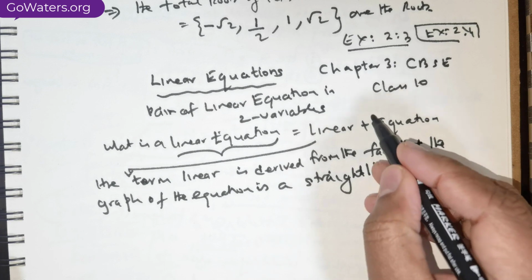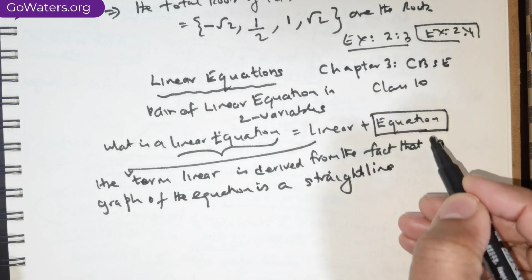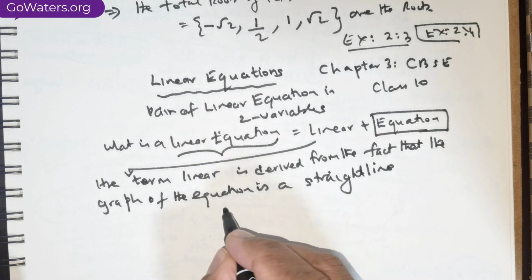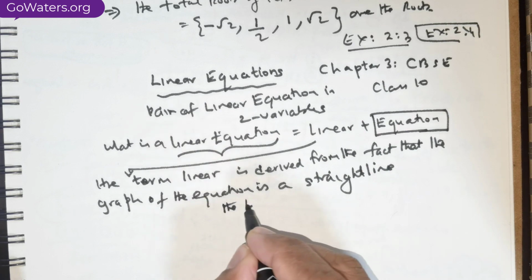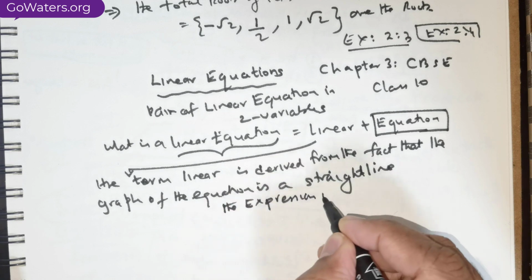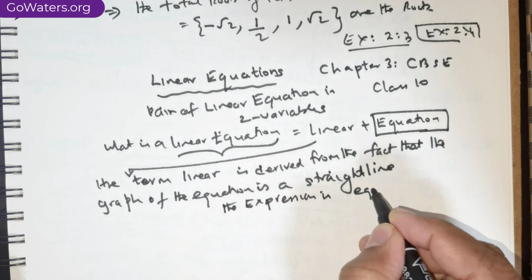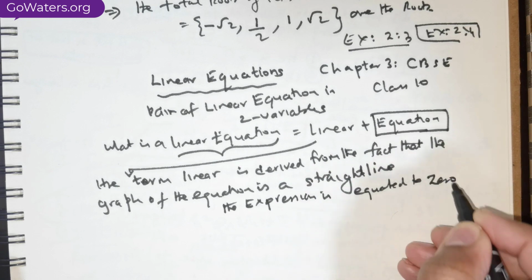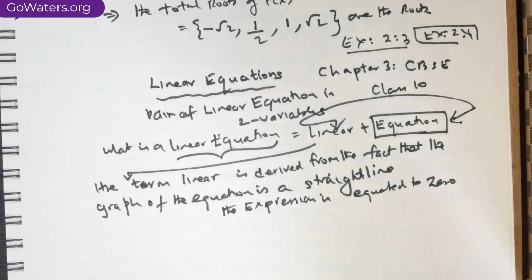Now we have got another word, equation. That would mean whatever the expression that we've got, the expression is equated to 0. So having given you that, let's move on.